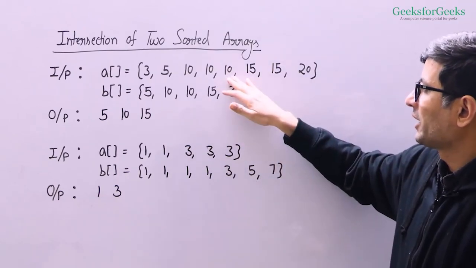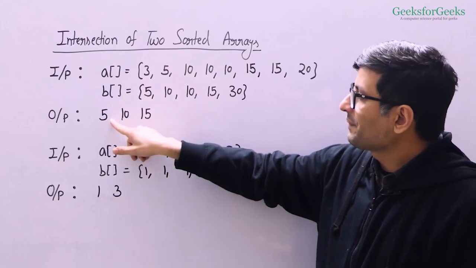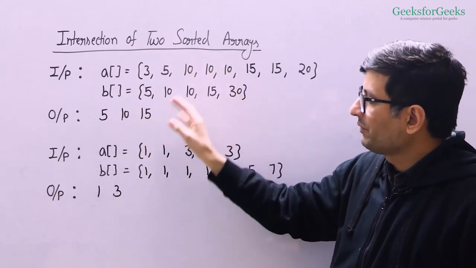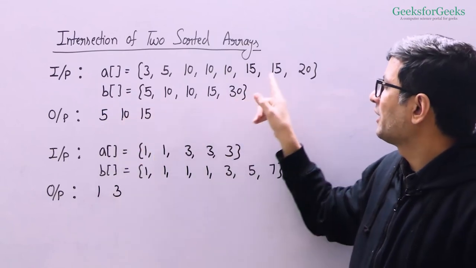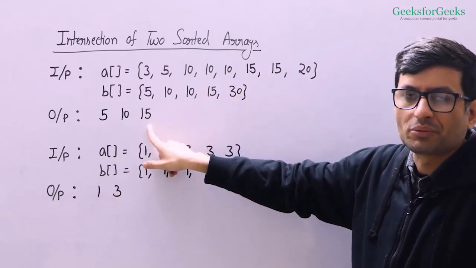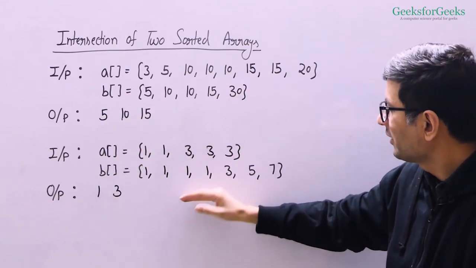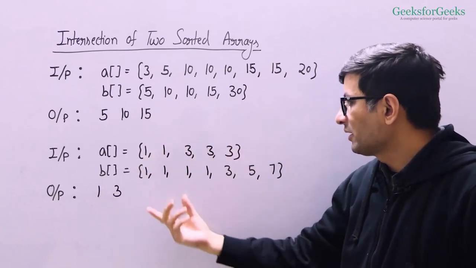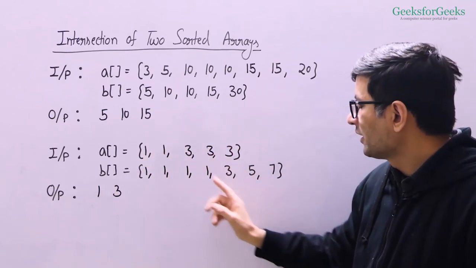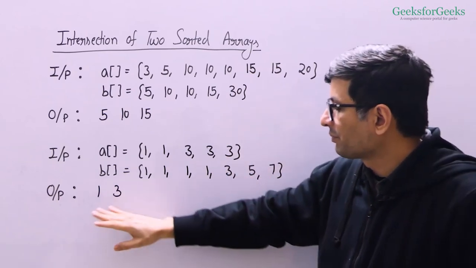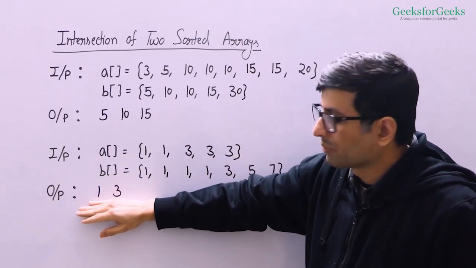So for this example, our output is going to be 3 and then 10, right? Even if it appears multiple times in both the arrays, we are going to print it only once. Then 15 is also common, so our output is going to be 15 also. Let's see this example. Here we have double 1, triple 3, then 4 ones, 3, 5, 7. Our output is going to be 1, 3, and 5, 7 are not common, so we are not going to print 5, 7. We are going to print only common elements.